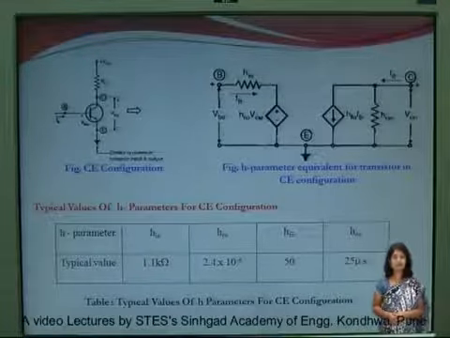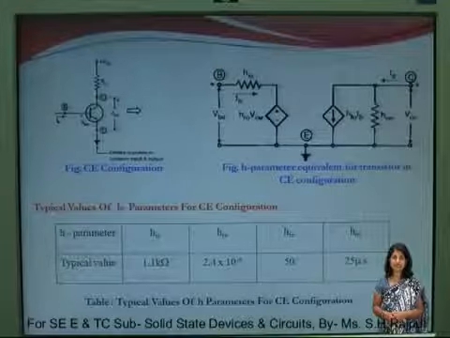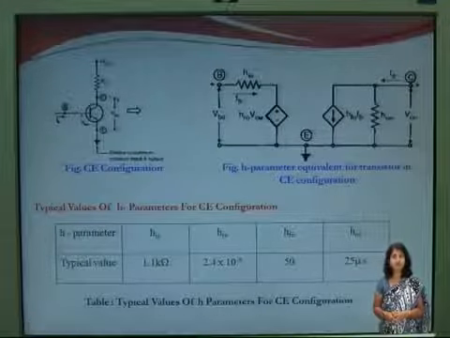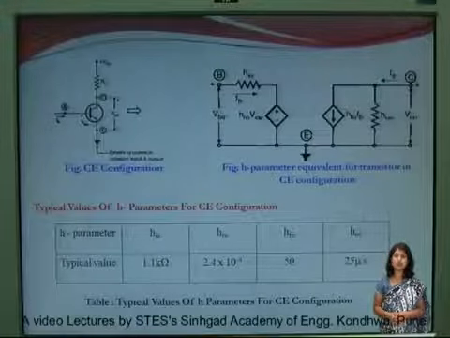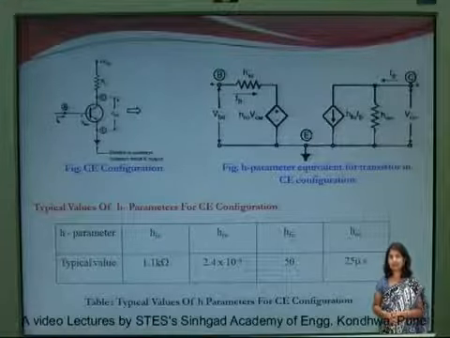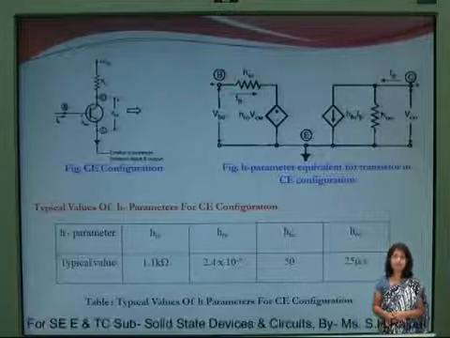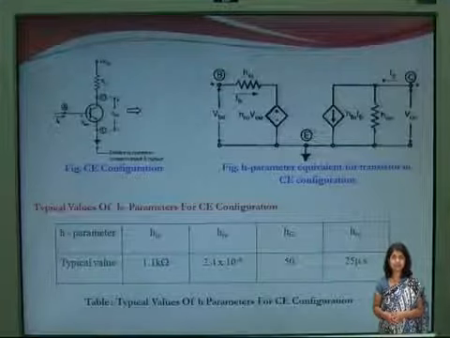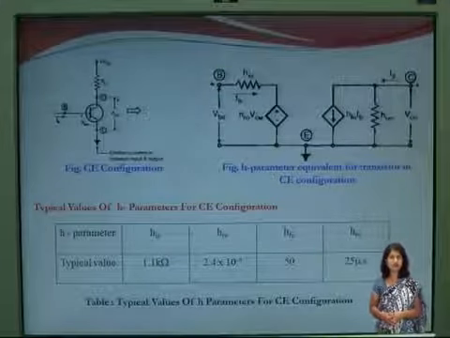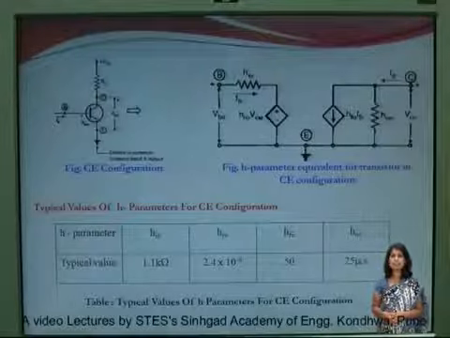Now if you observe the table carefully, the value of hre, that is the reverse voltage gain, is 2.4 into 10 raised to minus 4, which is very small, and the value of hfe, that is the forward current gain, is 50, but the value of hoe is in terms of microsiemens, that is 25. So hre and hoe both are very small, so they can be neglected.